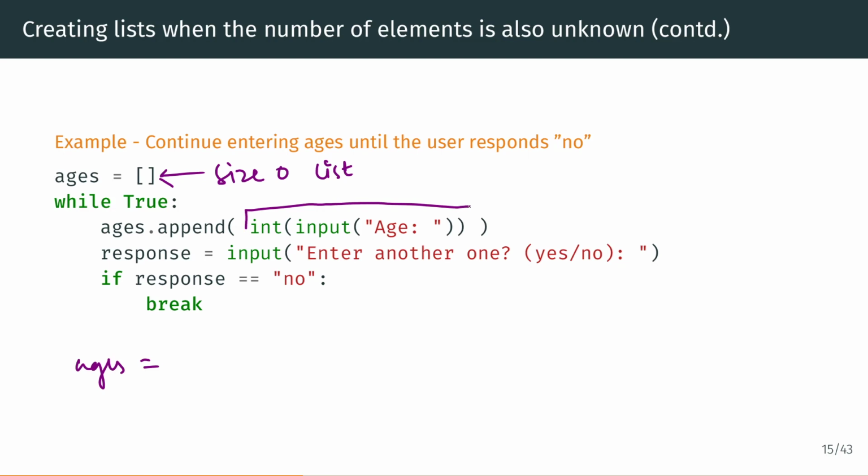Int input enter age. So let's say the user enters the first age, which is 10. Why not? Initially ages was an empty list, a size 0 list. Now ages will become a list of size 1, and that will contain 10. The only item in the list, at index 0, will contain this. This is the index, by the way.